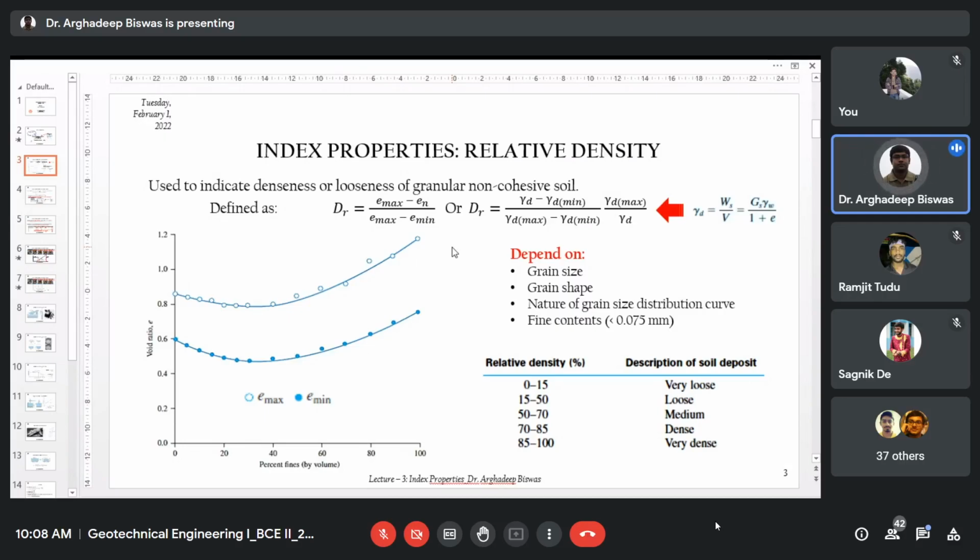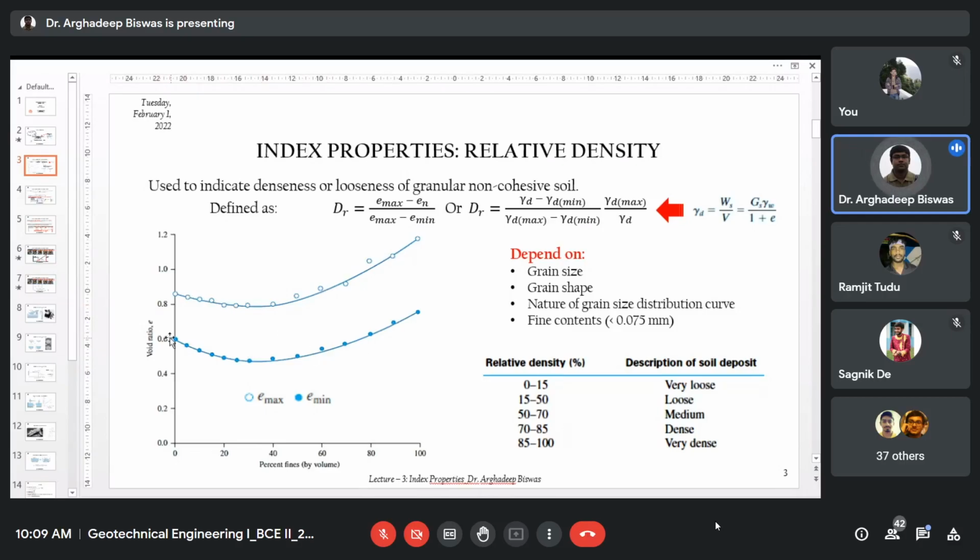And the last one is fine contents, that is the part of the soil whose size is less than 75 micron or 0.075 millimeter. Here, a researcher has developed this curve which indicates the effect of fine contents. It is not that you always achieve greater density or lesser void ratio with higher fine contents. People have seen, if this is your curve corresponding to maximum void ratio and this is the curve corresponding to minimum void ratio, that if you have around 35 to 40% fine content within the soil mass, then you can achieve the maximum density or minimum void ratio.